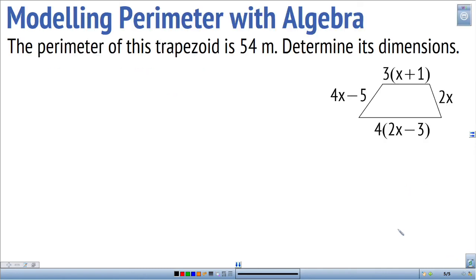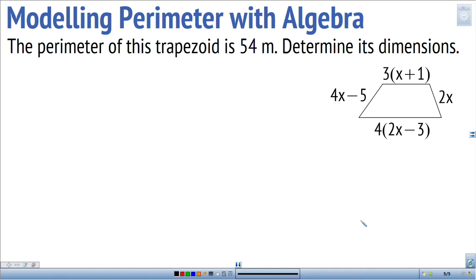So here's one problem I'd like you to try. It says here the perimeter of this trapezoid is 54 meters. Determine its dimensions. So again, go through those 3 steps. Develop an equation, solve for the missing variable, and substitute them into the sides. So give that question a try. Pause the video now, give it a shot, and then when you're ready to see a solution, you can press play.